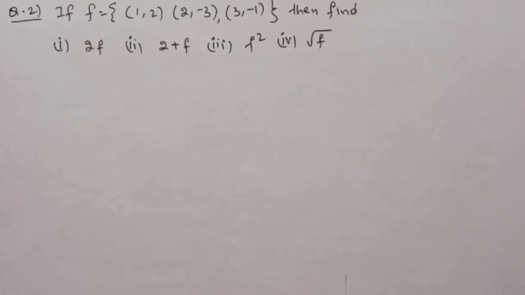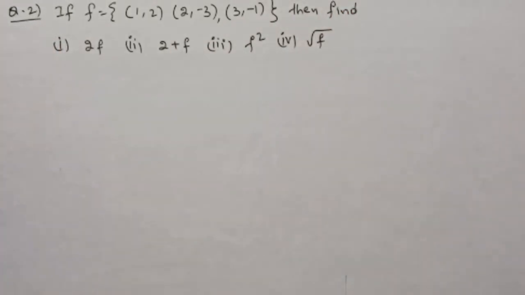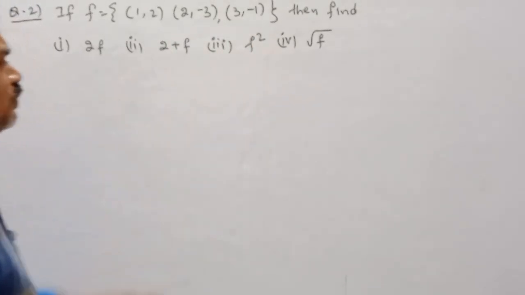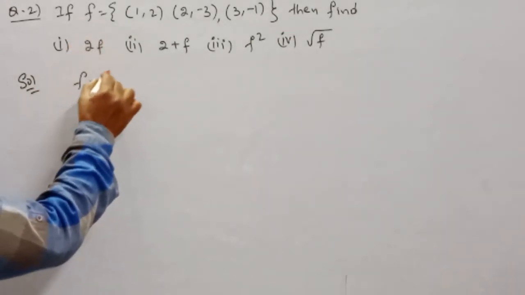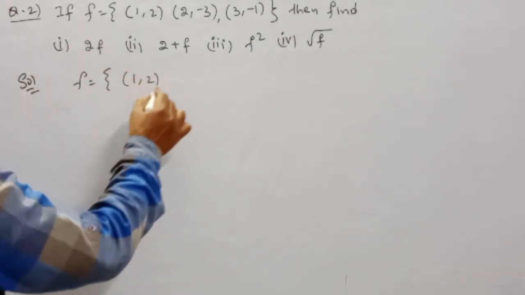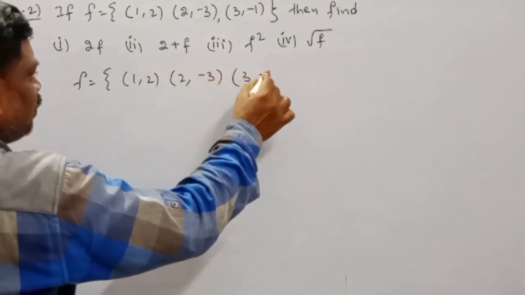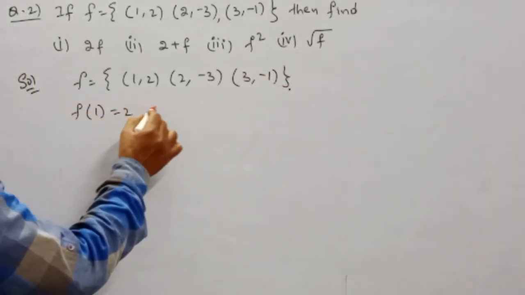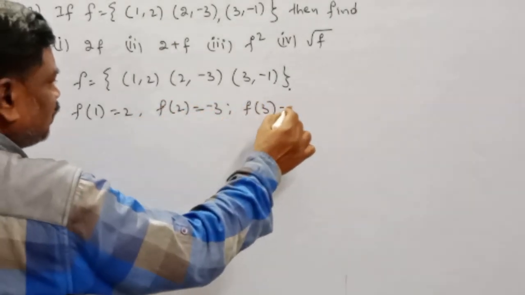Here we have the problem. If f is equal to the set of (1, 2), (2, minus 3), (3, minus 1), then find 2f, 2 plus f, f square, and root f. So you see, here f is equal to the set of ordered pairs (1, 2), (2, minus 3), (3, minus 1). So here f of 1 is equal to 2, f of 2 is equal to minus 3, f of 3 is equal to minus 1.